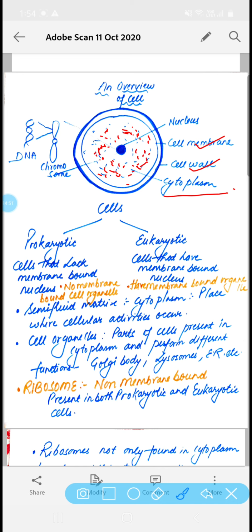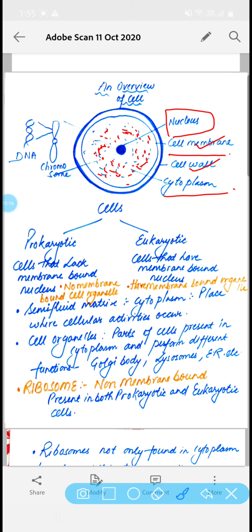And what is the function of the cell membrane? The cell membrane, as it is the outermost covering of the cells, differentiates the outer environment from the cytoplasm. Now if we focus on the center of the cell, we see a darkly stained, darkly colored structure called the nucleus.